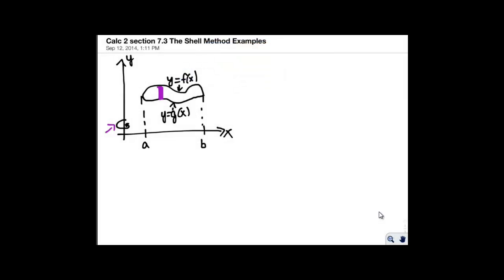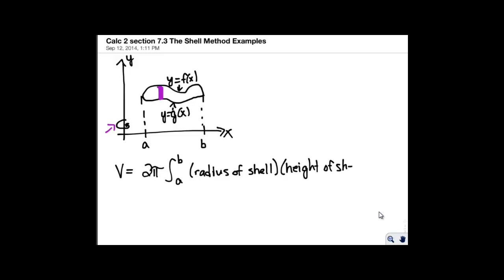The formula is 2 pi times the integral from a to b, those are the places where they intersect, of the radius of the shell times the height of the shell dx.